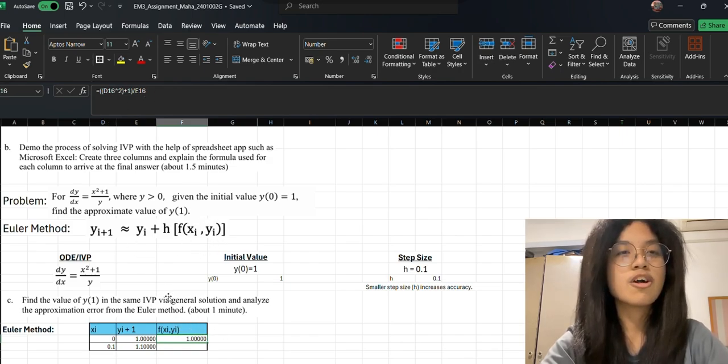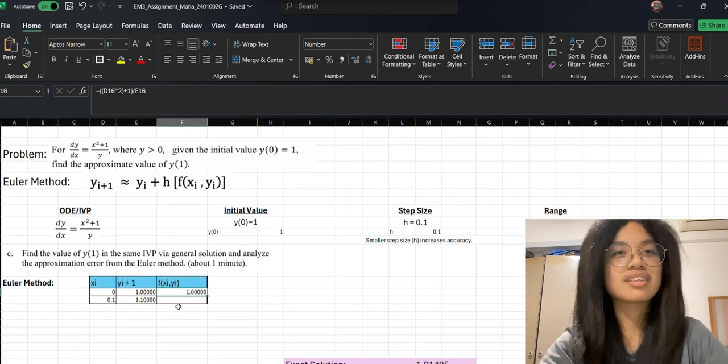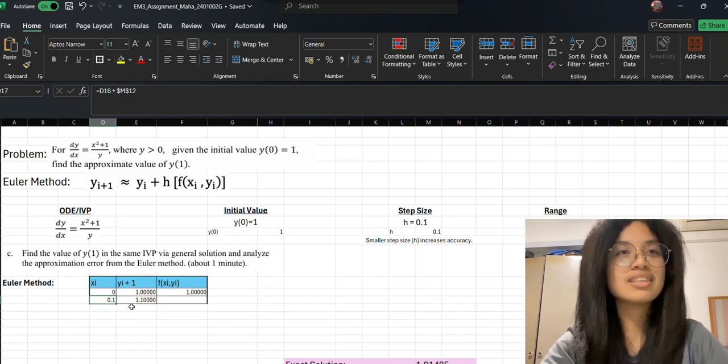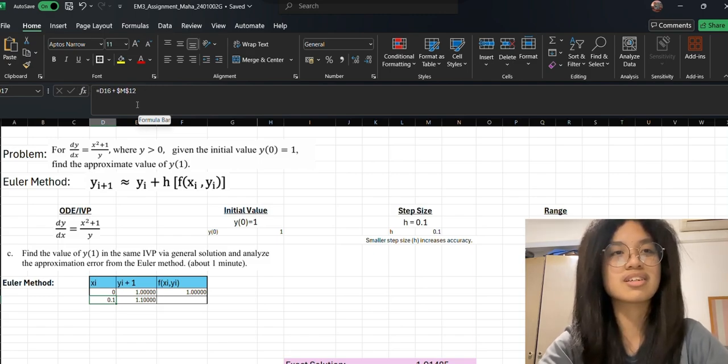Hence, I'll key in open bracket, D16 squared, close bracket, plus 1, close bracket, divided by E16. D16 is the initial value of x, while E16 is the initial value of y. As for the values in the second row, xi equals the previous value of xi plus step size. Hence, in Excel, I'll key in equals D16 plus $M$12. I must fix $M$12 as the step size is a constant value.